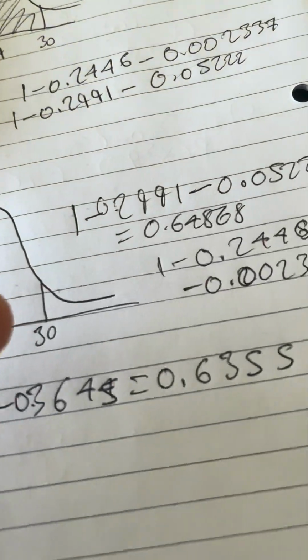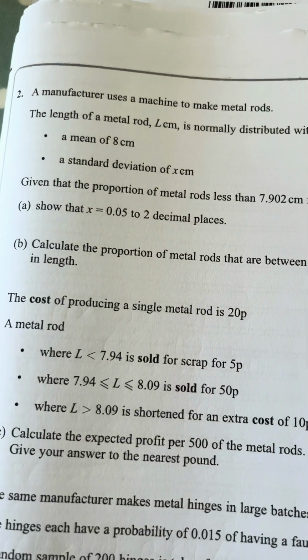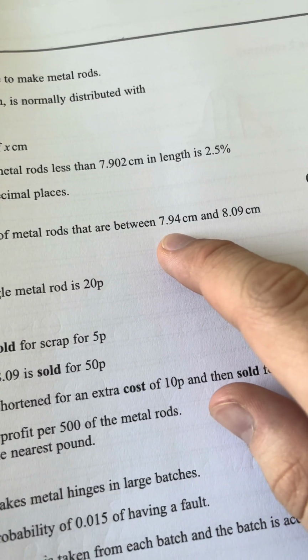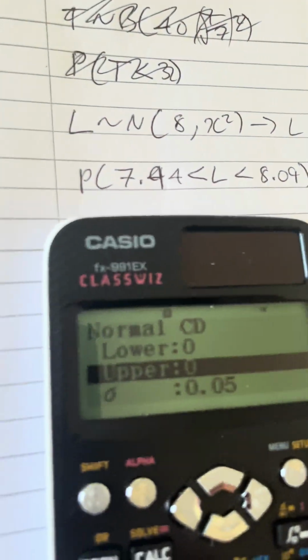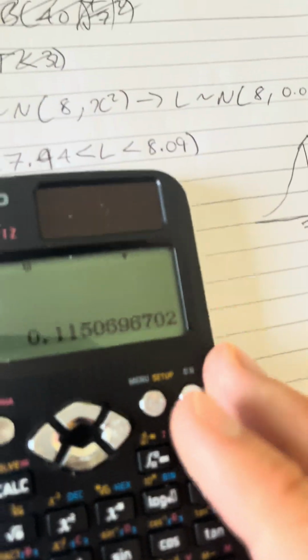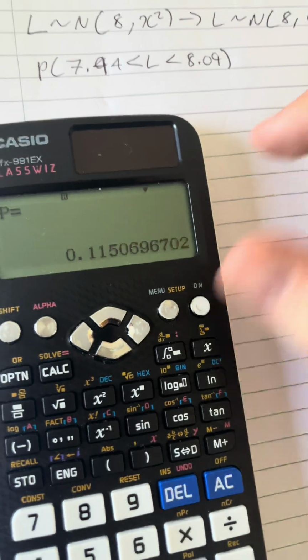So I'll show you just a regular question, what I would usually do, which doesn't have these sort of issues. All right, so on question 2 of the 2022 paper, specifically part B, we want to find that it's between 7.94 and 8.09 centimeters. This is what the normal distribution looks like. To find this, we can firstly find when L is between these values. Here is what it looks like on the normal distribution curve. So we can start off by doing 7.94 and 0. And this would work because the standard deviation is really small. It's never going to get there, really.